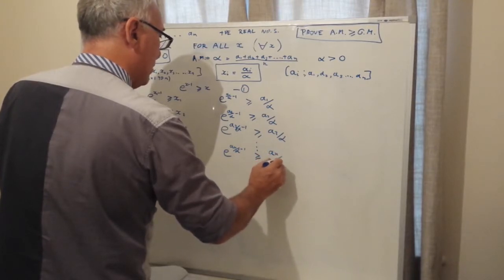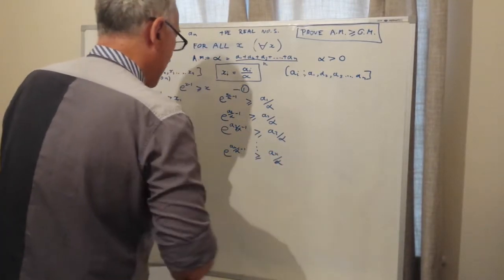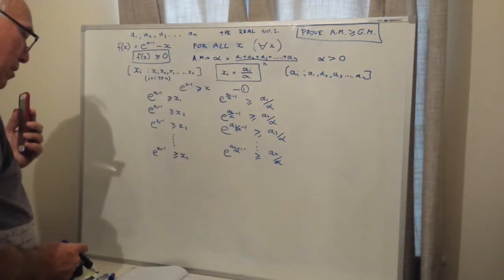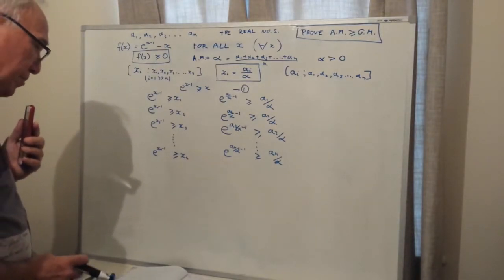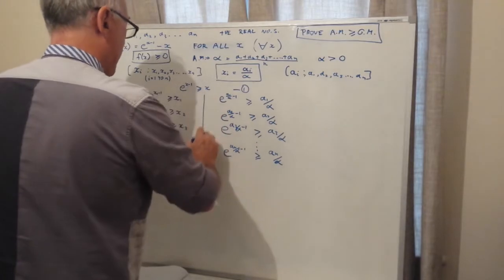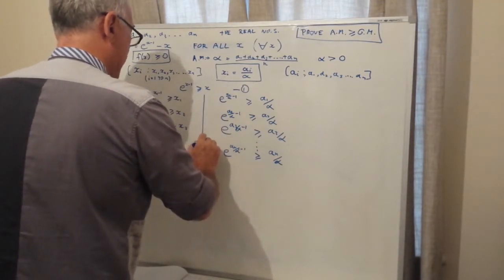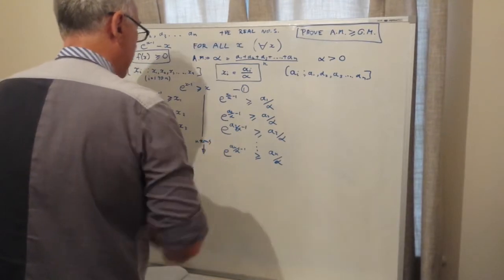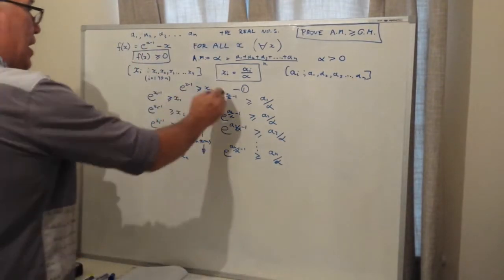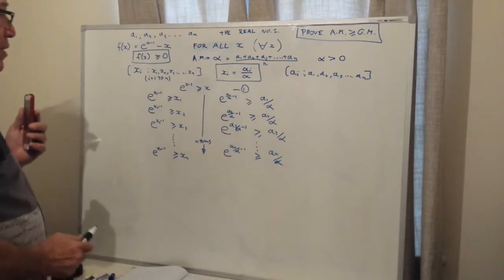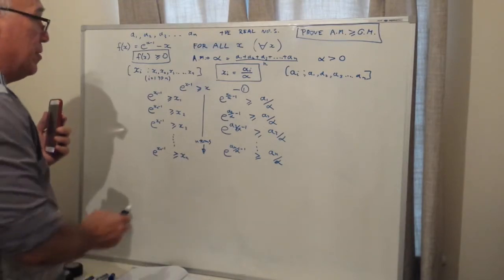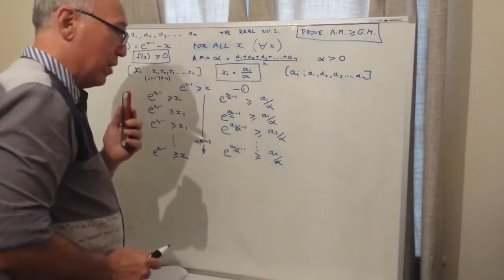Now, of course there are n terms from beginning to end, right? That's important to realize that there are actually n of these equations, or I should say n equations rather than n terms. So there's n of these inequality equations.